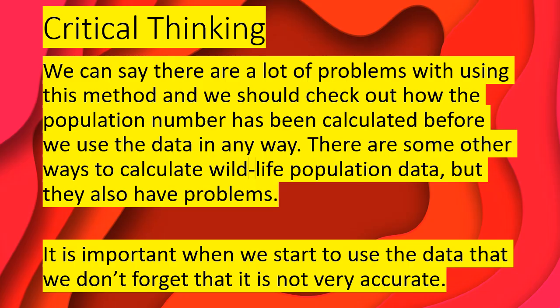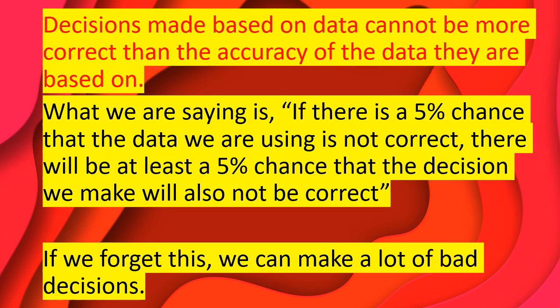So you have to use your critical thinking. We can say there are a lot of problems with using this method, and we should check out how the population number has been calculated before we use the data in any way. There are some other ways to calculate wildlife population data, but they also have problems. It's important when we start to use the data that we don't forget that it's not very accurate. Decisions made based on data cannot be more accurate than the accuracy of the data they are based on. Think about that. What we are saying is if there's a 5% chance that the data we are using is not correct, there will be at least a 5% chance that the decision we will make will also not be correct. And if we forget this, we can make a lot of bad decisions.